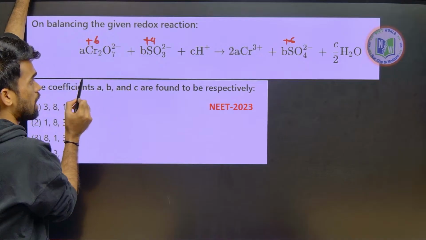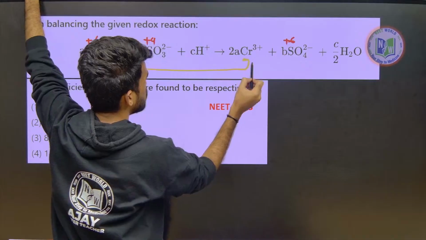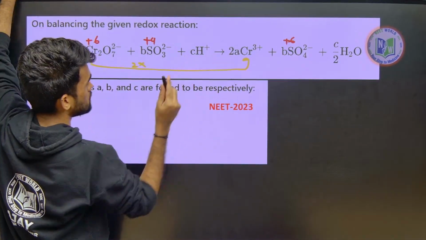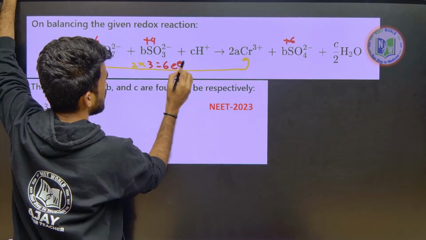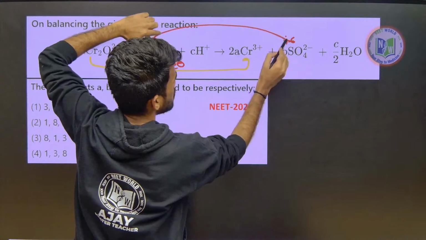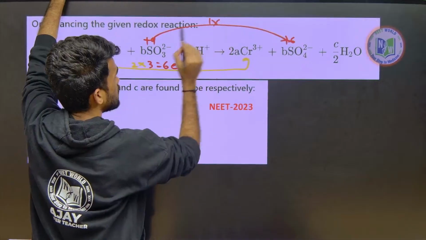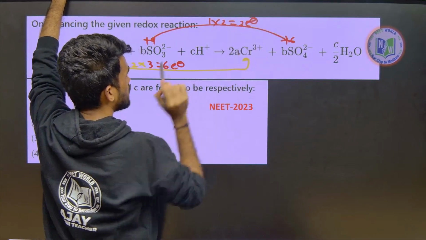Then next, after finding the oxidation state, as I told you, number of electrons: here how many electrons is it gaining? 2 chromiums are there, plus 6 converting into plus 3, it is gaining 3 electrons each, so 2 times 3 is 6 electrons, you can write. What about this one? It is becoming plus 4 to plus 6 for each sulfur, one sulfur is there, so plus 4 to plus 6 means 2 electrons it is losing, so write it as 2 electrons.